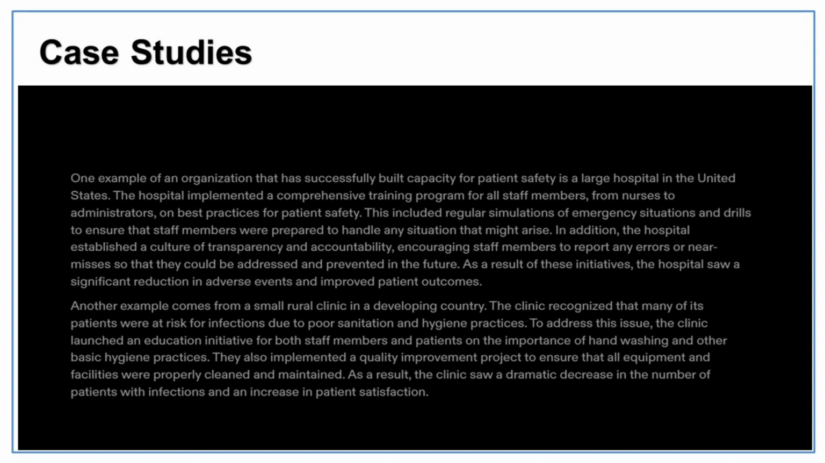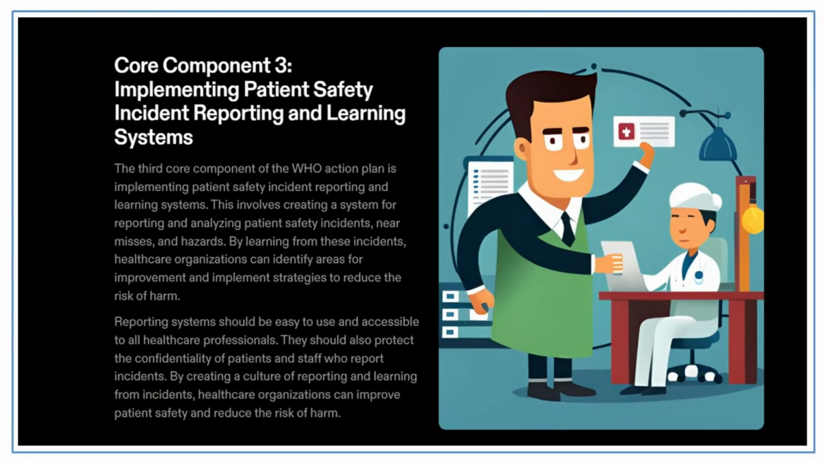So up to now we have discussed two things. One was promoting the culture of patient safety, and the second was building capacity for patient safety. So now we come down to the third component, that is the implementation of patient safety incident reporting and learning systems. Now there is a sequence to the core components, and the first one was incorporating the culture and the second one was building the capacity. Unless those two are done properly, you cannot implement the system of incident reporting and learning system.